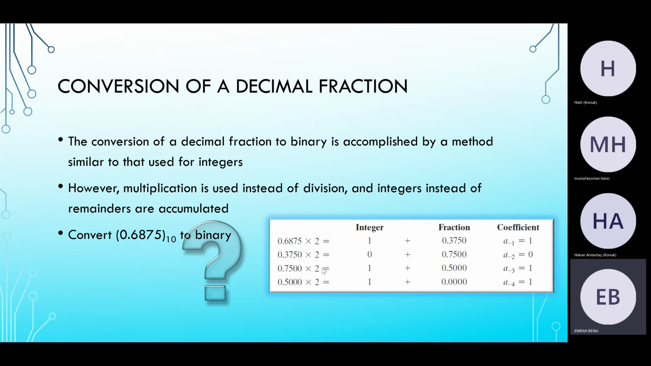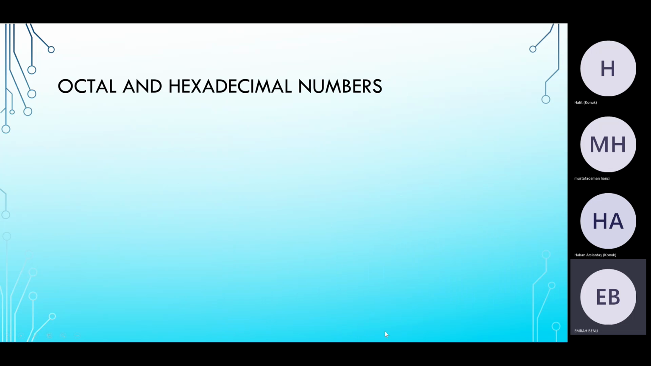and because it's 1.5, the result, 1 integer here, and 0.5 fraction is here, and we multiply 0.5 again by 2, and we got 1 integer plus 0 here, and we take the coefficients from here now, a minus 1, a minus 2, a minus 3, a minus 4 here, and we put them in order that I already told you how to put them in order, like in the fraction part here, and that's the binary number of a decimal fraction.